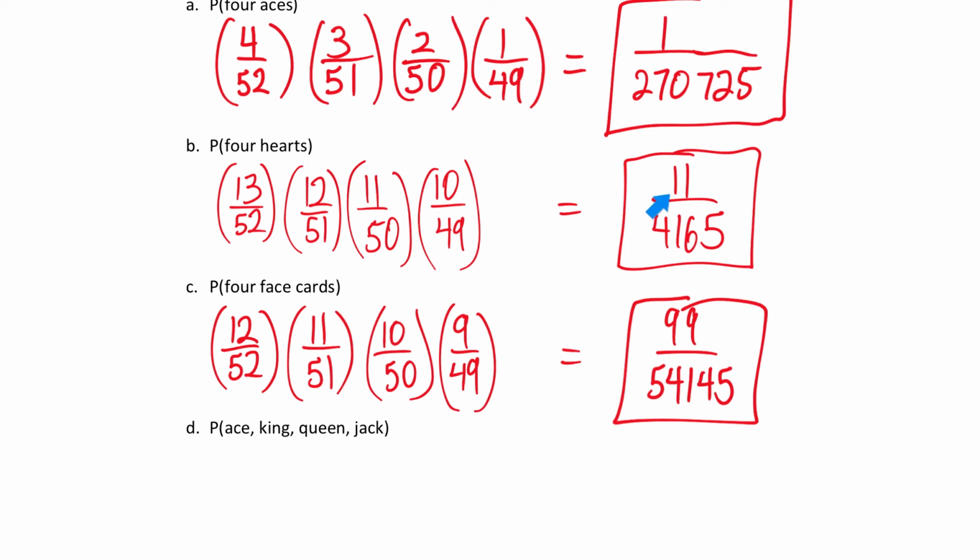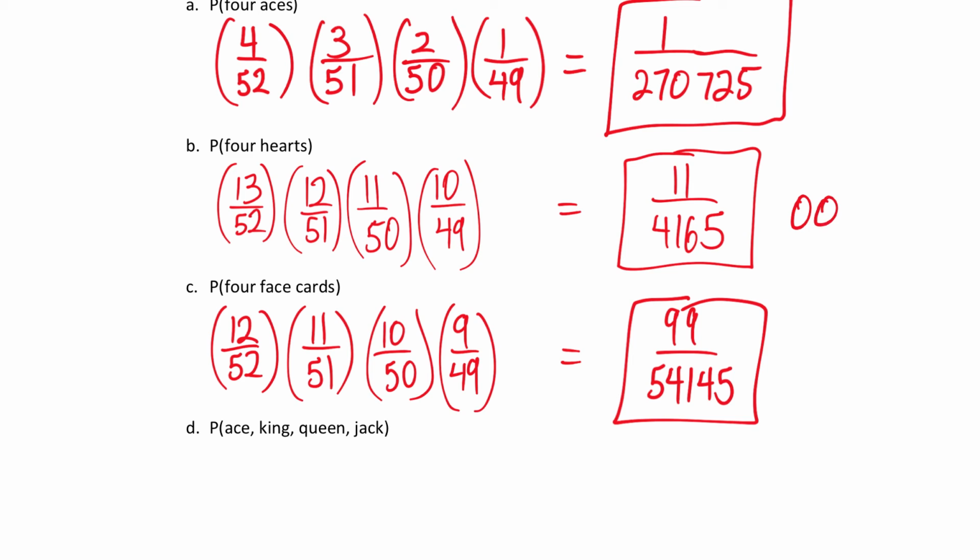What if this was closer than this? Because this, I mean, it's pretty obvious, but what would be the best way to tell the difference if these were kind of close to each other? Well, the bottom number is different also, so what would be an easy way to compare these two things? Divide. Get it as a decimal. What is 11 over 4165 as a decimal?